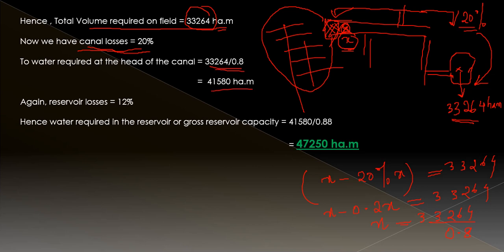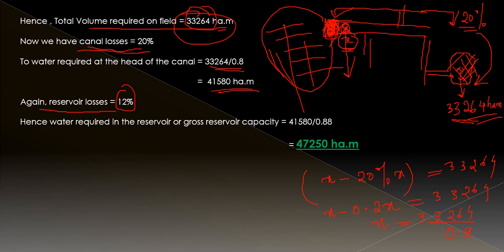33,264 divided by 0.8. So you will be getting the value of x, or the water that should be provided here or released from the reservoir, that is equal to 41,580 hectare meters should be diverted or released from the reservoir, so that you will be getting this much, that is 33,264 hectare meters in the field. Okay. So we have accommodated the canal losses. Next, we have to accommodate the reservoir losses. That is, reservoir losses is given as 12%. That is, reservoir losses means the water lost due to evaporation, then percolation, etc.